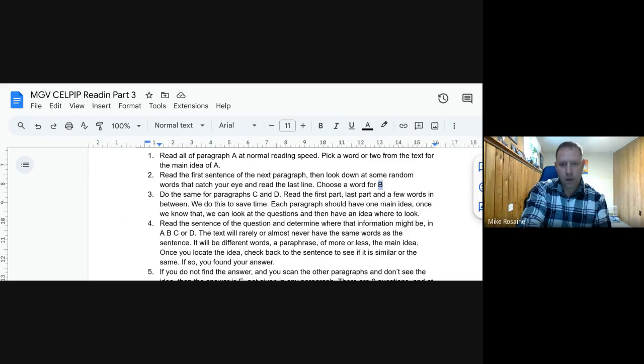Okay? So the idea is every paragraph, A, B, C, D, is going to have some central or main idea. So just pick a word that seems to represent that main idea. Do the same for paragraphs C and D. Read the first sentence, a couple of lines, look in the middle, then the last part, a few words in between. Okay? The point of this is to save time. You don't have a lot of time on the test.